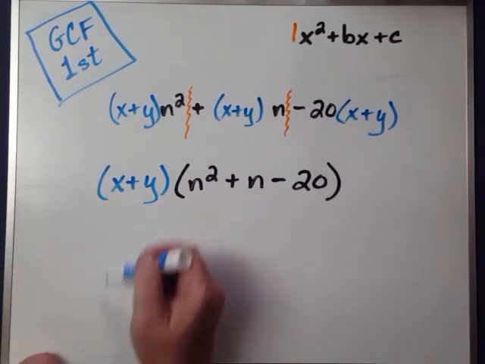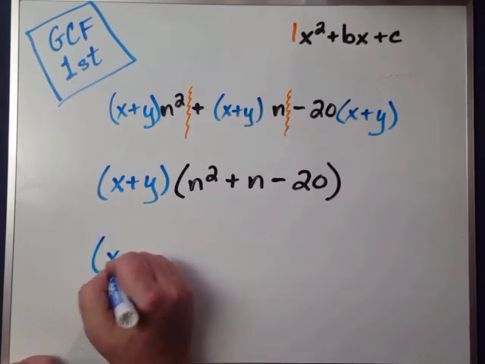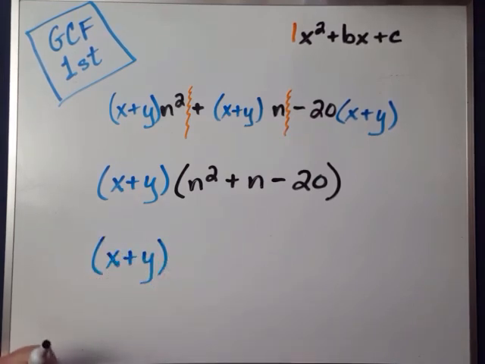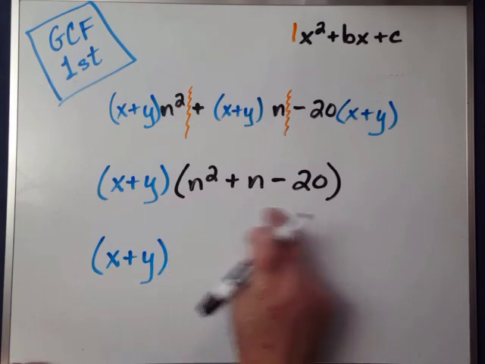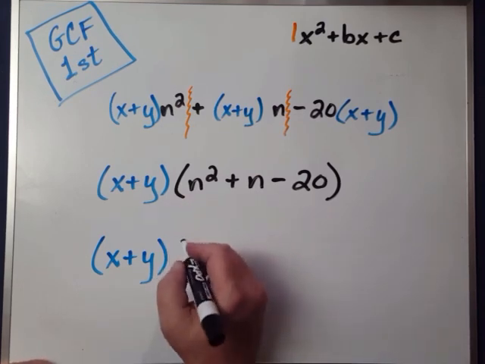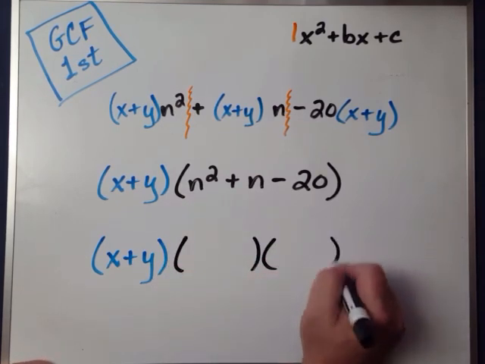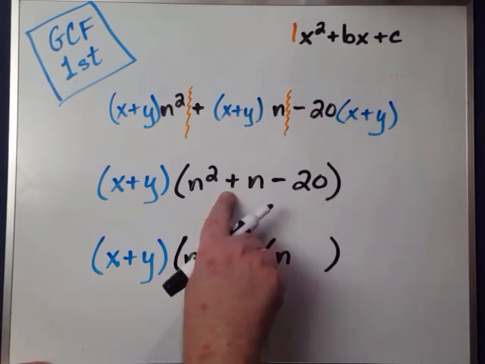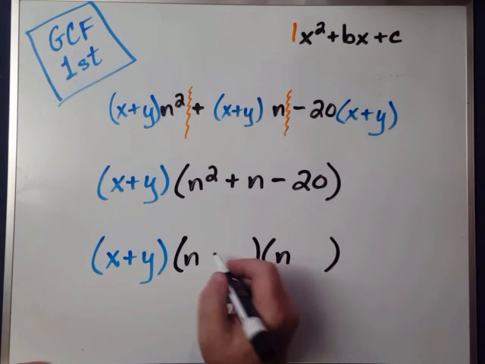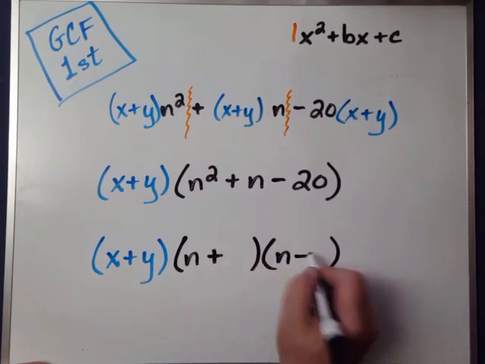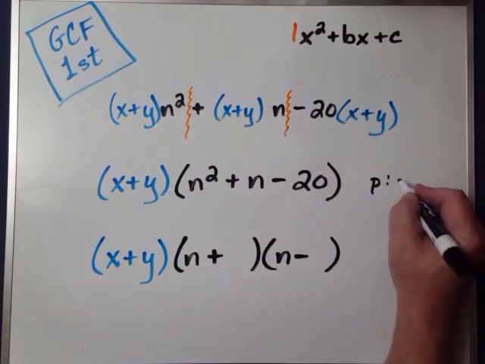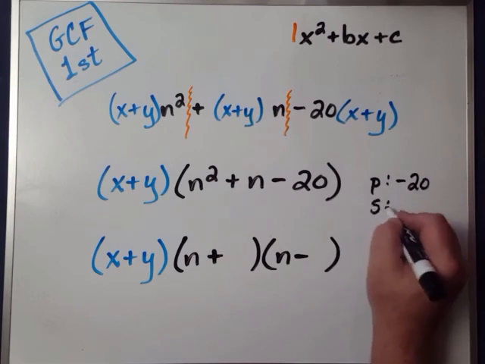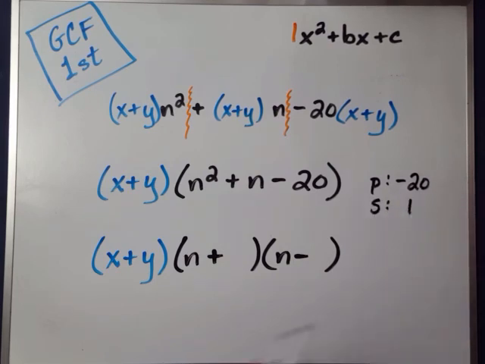Don't lose your greatest common factor. He has to come on down to the next step. And if this trinomial in n factors further, it will factor as a pair of binomials, each starting with n. Signs will be opposite. The larger of the 2 numbers I'm after will be positive. I'm looking for 2 numbers whose product is negative 20, whose sum is positive 1.